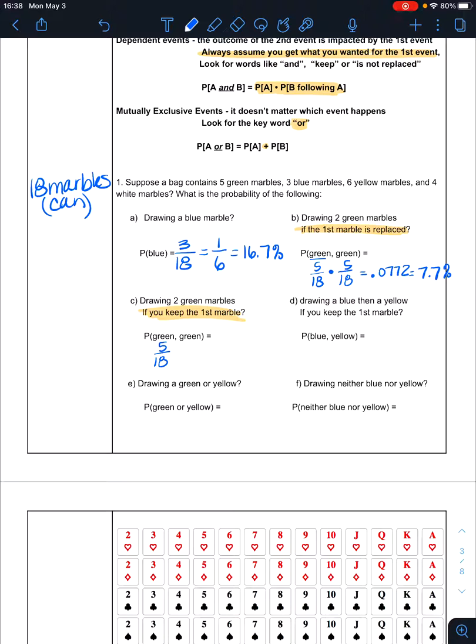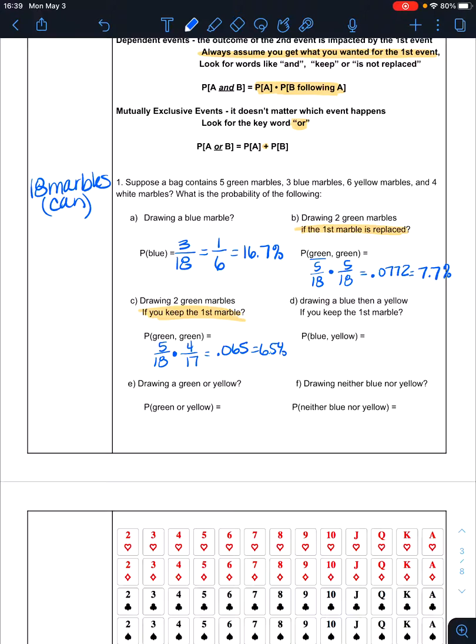Now I want to know what's the probability of drawing another green. Well, now there are only 4 green in the bag and there are only 17 marbles in the bag because I set one to the side. And I multiply those two events together. So 5 divided by 18 times 4 divided by 17, you get 0.065 or 6.5%. So it's not very likely that you're going to draw a green and a green when there are only 5 green marbles in the bag.